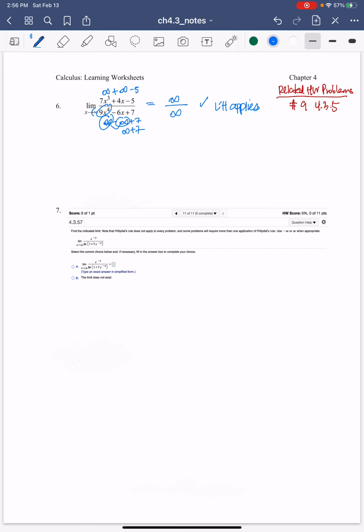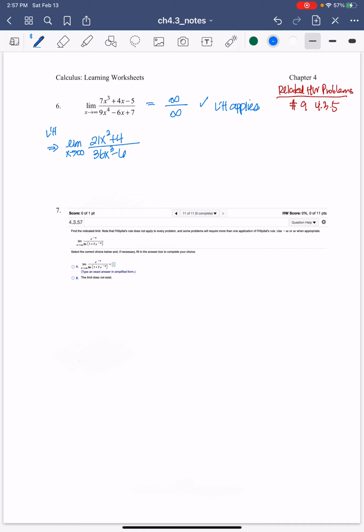Now let's continue the problem. So L'Hopital's rule applies, and I'm going to erase this so we can see the actual problem better. We are going to take the derivative of the top function and then the derivative of the bottom function. So the derivative of the top, that's a simple power rule. I'm going to get 21x squared plus 4 minus 0. The 4 comes down times 9, so 36x cubed, minus 6 plus 7. Well, that's a 0.